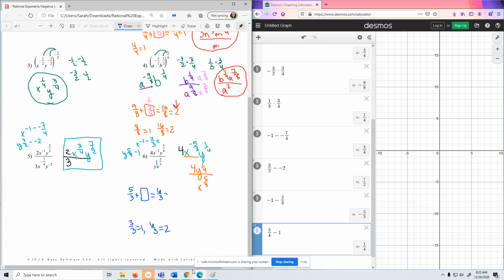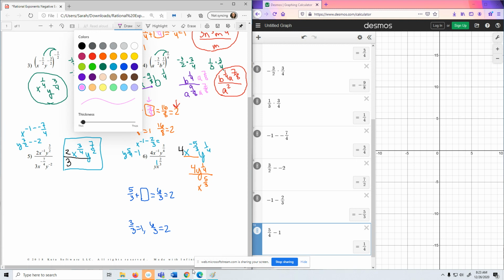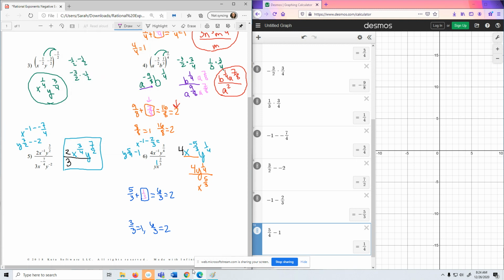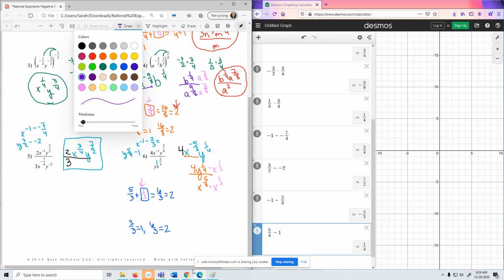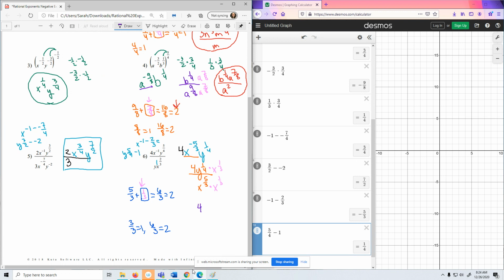What do I need to add to 5 over 3 to turn it into 6 over 3? 5 plus 1 is 6, so I'm going to add 1 over 3 in order to make that happen. In order to add that 1 over 3, I multiply top and bottom by x to the 1/3. I've got most of the hard work done, I just need to clean up my answer. Up top, things I pretty much collect together: 4, y to the 1/4, x to the 1/3. Down in the denominator, 5 over 3 plus 1 over 3. We know that simplifies into 2, so we get x to the 2, or x squared.